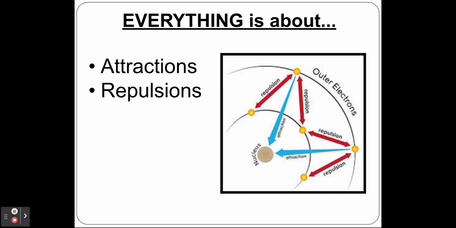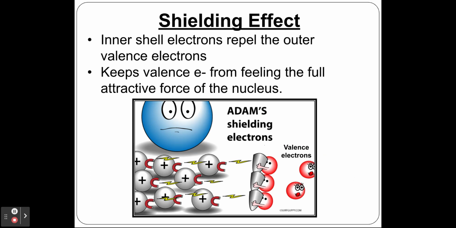And then the second factor in Coulomb's law is the distance between the charges, right? So the farther away you are, the less attraction or less repulsion. The closer you are, the stronger the attraction or stronger the repulsion. So we're looking at how far the charges are from each other and how big these charges are.